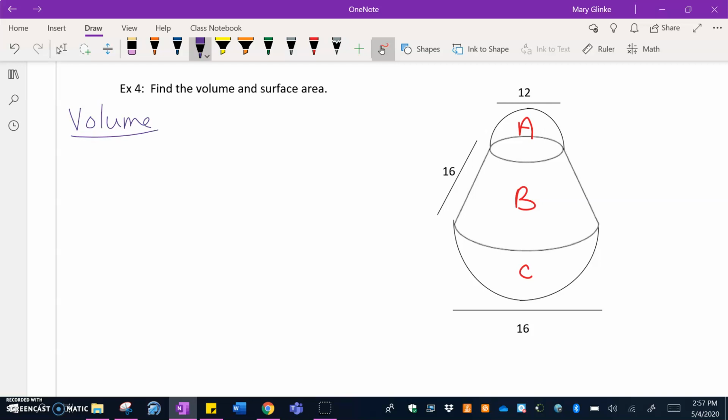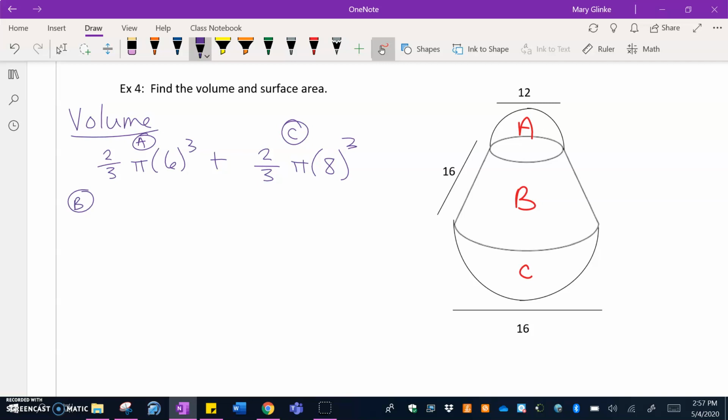We want the volume of hemisphere A. So we're going to use 2/3 pi r cubed. Okay, so that's for part A. For part B, we're going to have to find the volume of the frustum. So that's going to require a little bit more work. I'm going to pause on part B for a little bit, and I'm going to actually move on to part C. And it's another hemisphere, so it's going to be 2/3 pi r cubed. Okay, so now I'm going to go back to part B.